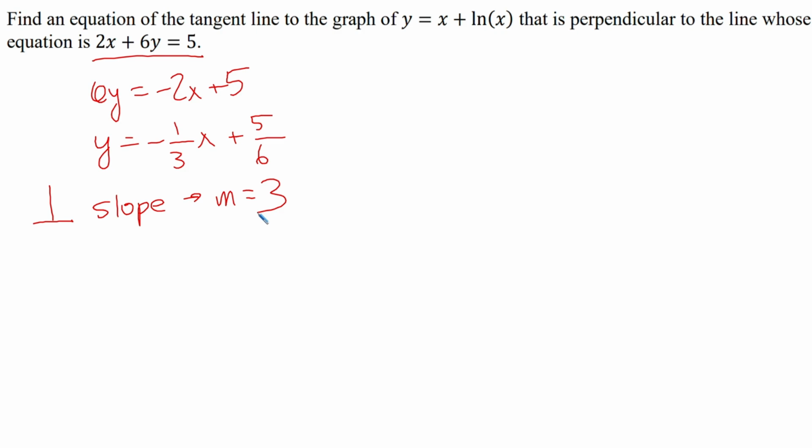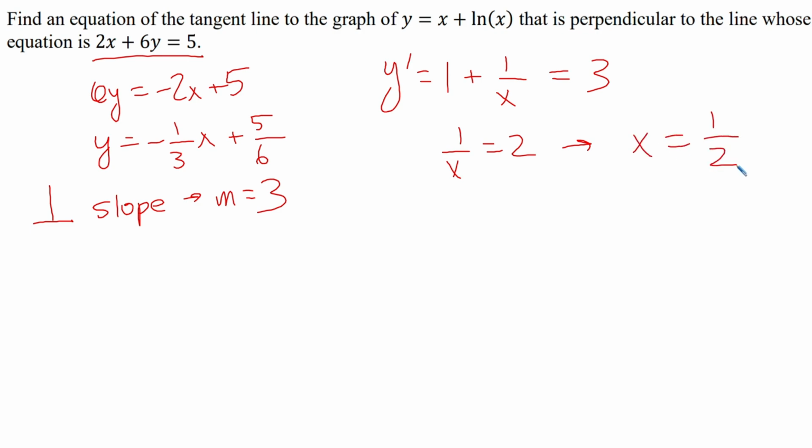So what we want is the equation of a tangent line to x plus ln x that has a slope of 3. That means we need to find the derivative here and set it equal to 3, right? Because we want the slope of that tangent line to be 3. So the derivative is 1 plus 1 over x, and we set that equal to 3. When we solve that, we end up with 1 over x equals 2, which gives us x equals 1/2. So now we know that x equals 1/2 is the value we're looking for. We've got the slope of 3, and we've got the x value of 1/2.